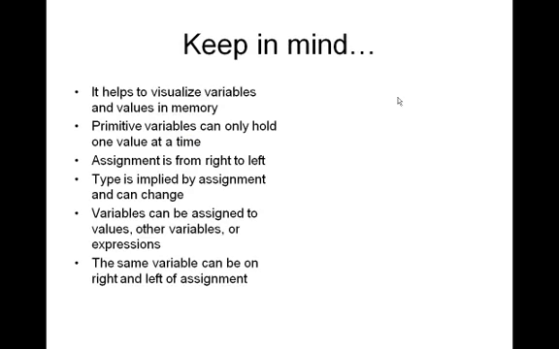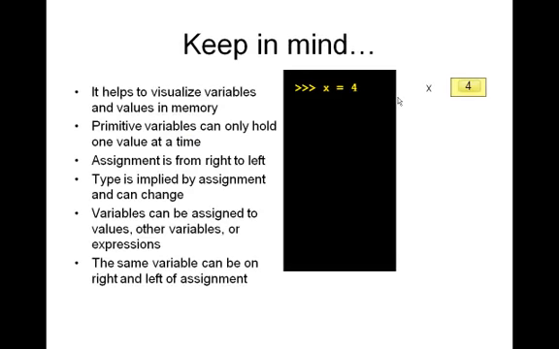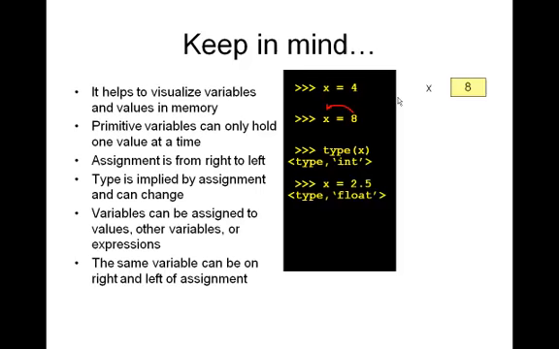Just to summarize, visualize the variables in memory as you assign them. Think about them being allocated space and being given a value. Keep in mind that primitive variables can only hold one value at a time. Also keep in mind that assignment is from right to left, so the 8 is put into the x. Even if we have a variable on the right hand side, the value of that variable gets put into the variable on the left. The type is implied by the assignment. Variables can be assigned to values, other variables, or expressions, and the same variable can be on the right and left hand side of the assignment statements.